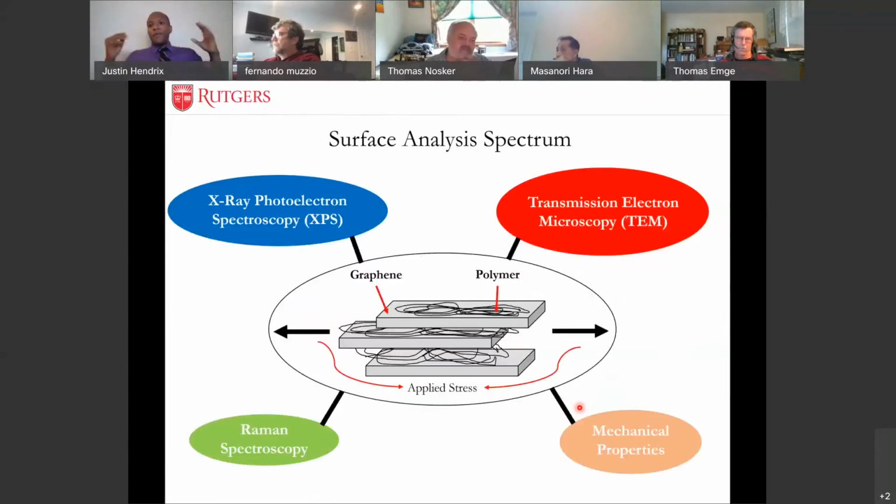Now, there are four techniques we're going to use to characterize this. Mechanical properties are going to be done. Transmission electron microscopy, which we've seen images of before in the previous slides. X-ray photoelectron spectroscopy, which we're going to use to look at the top surface of the material, the first 10 nanometers or so. And Raman spectroscopy, which we're going to use to get an idea of the hybridization and some of the characteristics of the graphene that's generated.